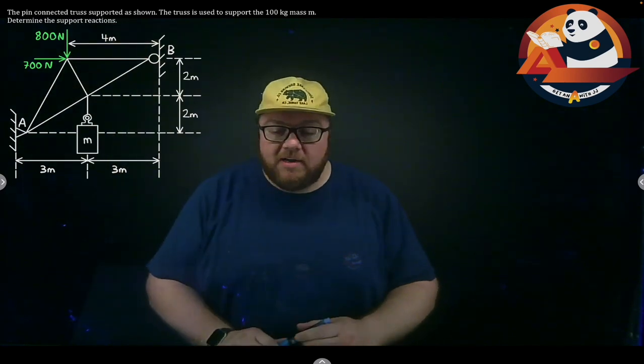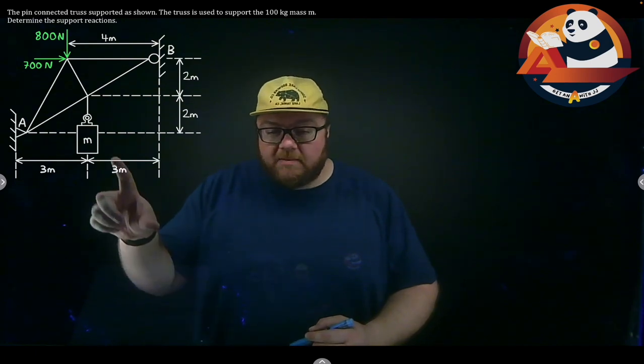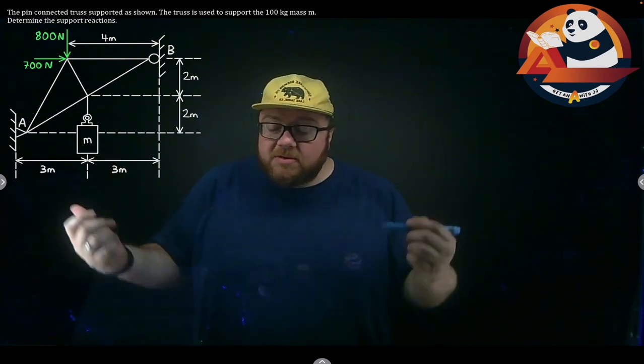I am JJ. Let's jump in and work an example problem. In this one, we have a pin connected truss supported as shown: a pin at A, a roller over here at B. The truss is used to support a 100 kilogram mass here at M. Let's find our support reactions.